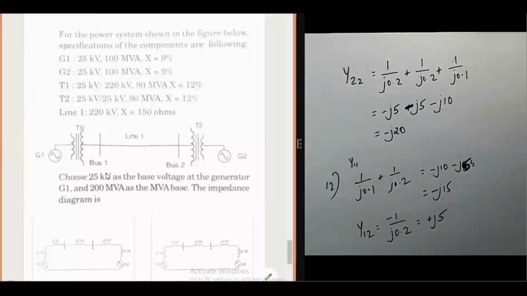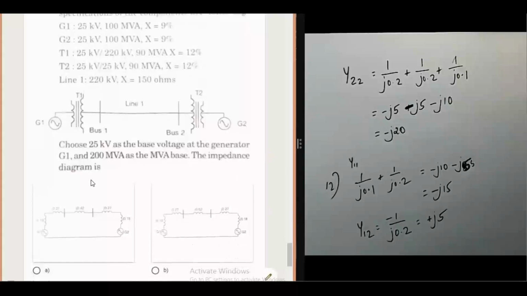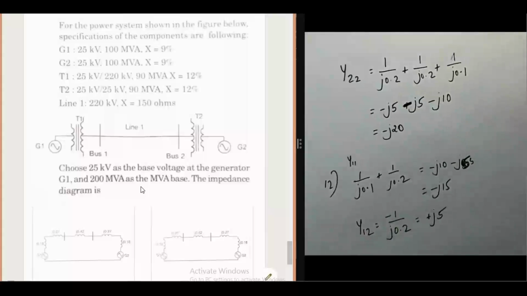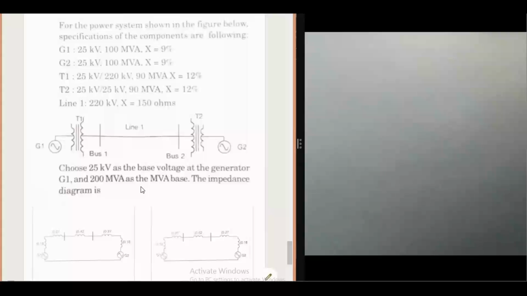Choose the base of 25 kilovolt at the generator side, generator G1, and 200 megavolt ampere as the base value. Then calculate the per unit impedance diagram. Here using the formula, Z per unit new is equal to Z per unit old into kVb old divided by kVb new, the whole square, into MVAb new divided by MVAb old. Using this formula, you can easily calculate. Just calculate any two values, so find out the answer.